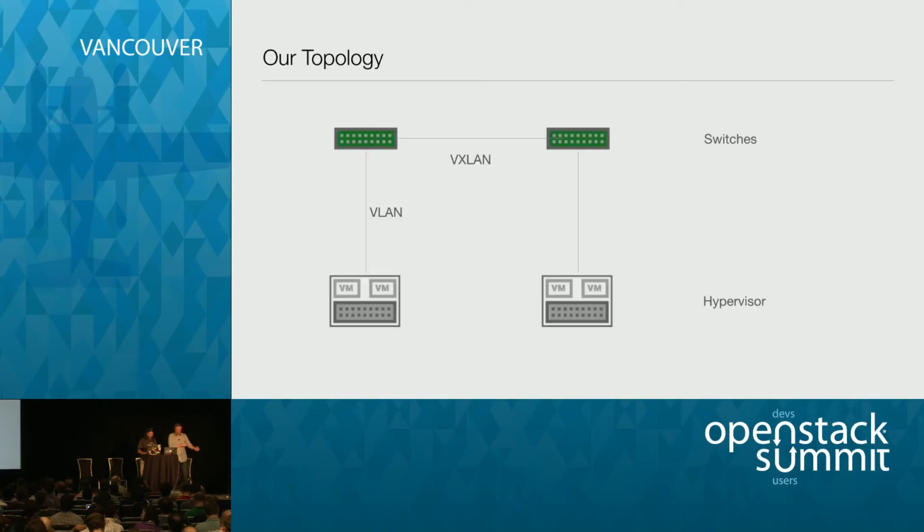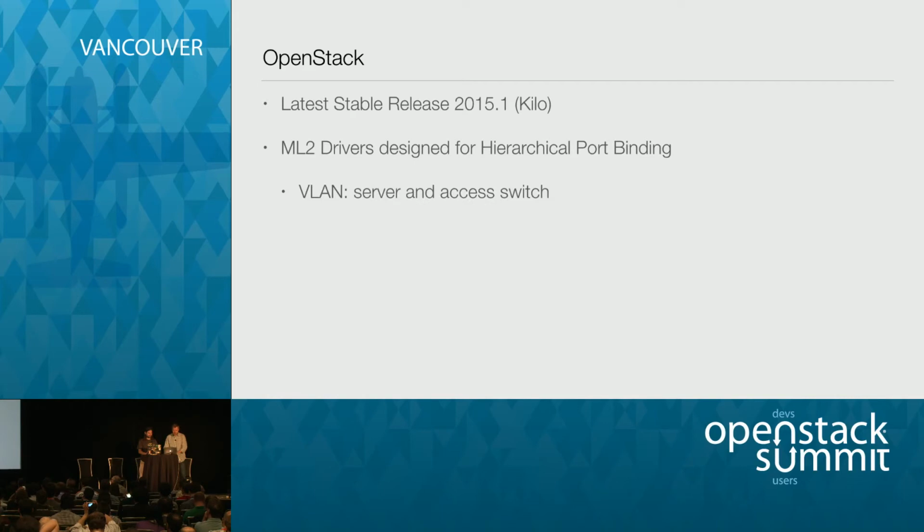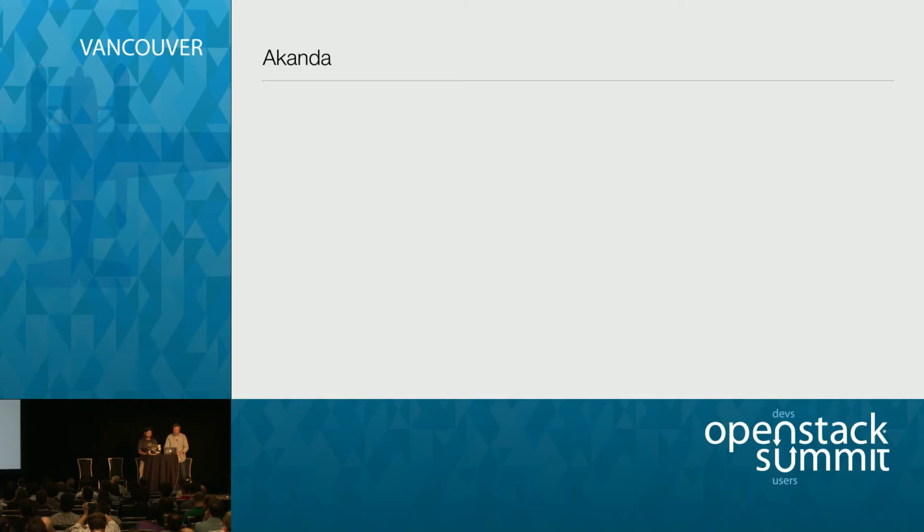Essentially our topology is we have 2 hypervisors connected through a pair of switches, and it's VLAN between the server and the switch, and then between the switches it's VXLAN. Our OpenStack release is the latest stable OpenStack release. We have ML2 drivers designed for hierarchical port binding. These drivers are the Alto Cumulus drivers. Like I said, it's VLAN between the server and the switch, and VXLAN between the switches.